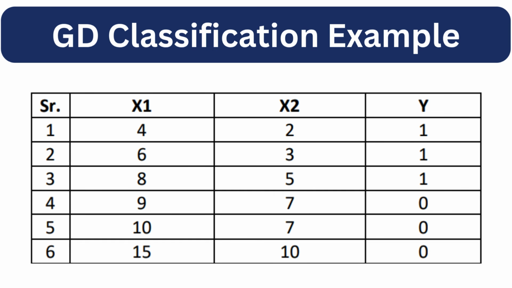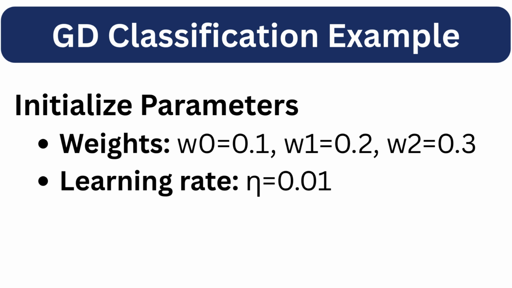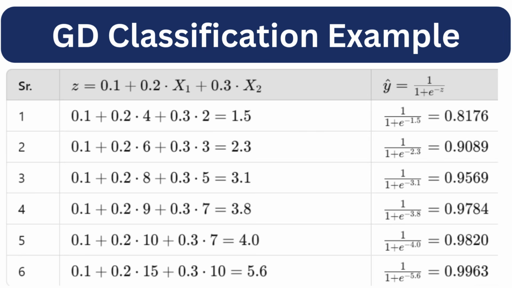In order to compute the gradients, first we need to compute y hat. So by using the values x1, x2 and the initial parameters, for this example the initial parameters are theta 0 equals 0.1, theta 1 equals 0.2, and theta 2 equals 0.3. If we put these values into the equation and take the sigmoid, we will get 0.817. Similarly, we will compute y hat for all the remaining examples.